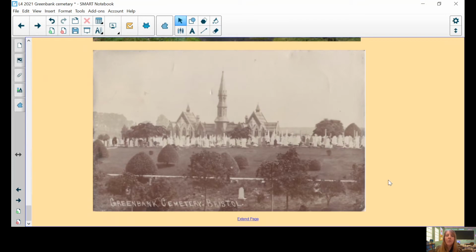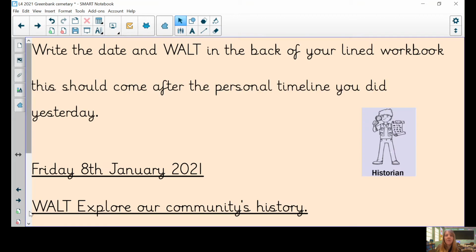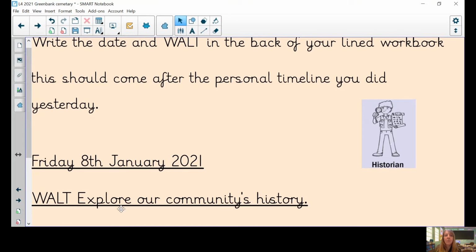And so the reason we're looking at this graveyard today is because we want to answer our question, how can we find out about people in the past? And one way is by exploring in our community.